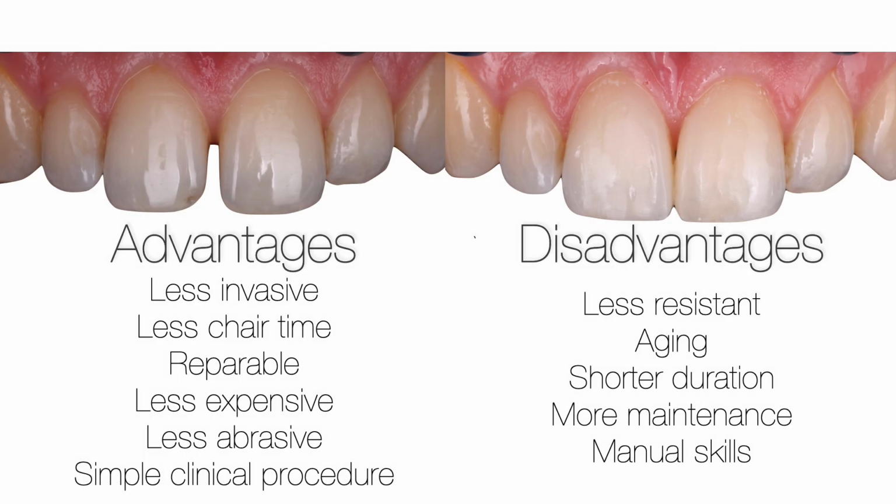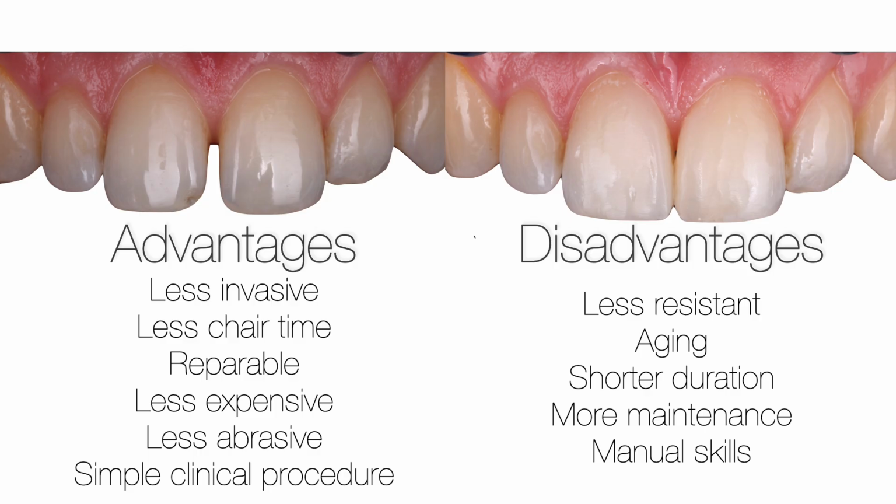So what are the advantages of doing aesthetic restorations, like anterior restorations, with composite? The advantages that we can have are that we can be less invasive, we can spend less chair time, and it's repairable. This is the only advantage that I really see in composite. It's less expensive, it's less abrasive, and normally it's a simple clinical procedure. It's not as simple as it seems, but it can be simple.